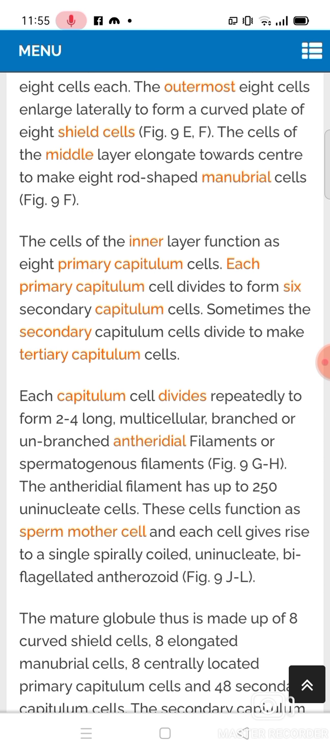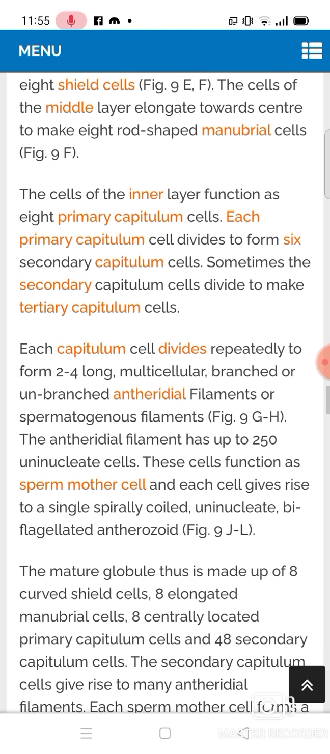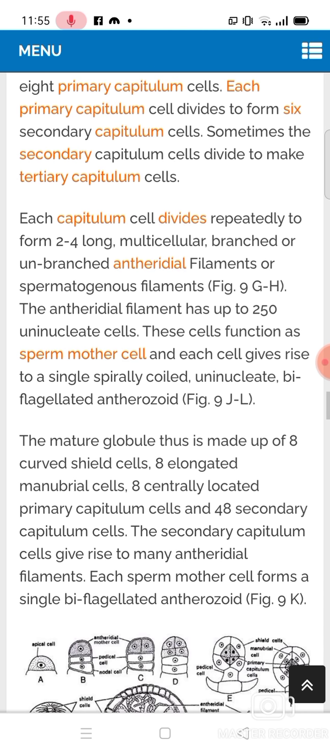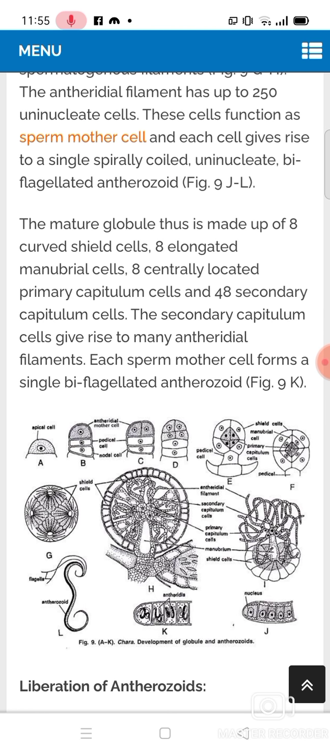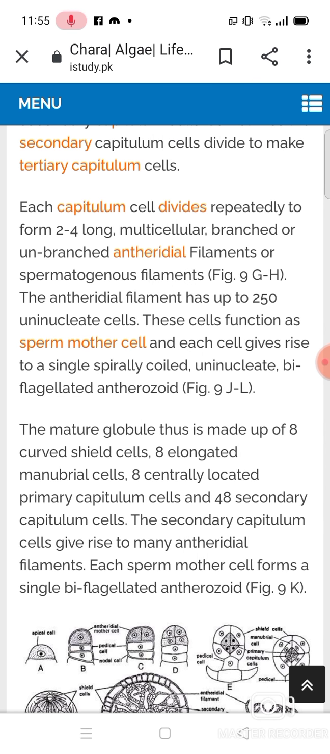The cells of the inner layer function as 8 primary capitulum cells, which are going to divide further. Each primary capitulum cell divides to form 6 secondary capitulum cells. Sometimes the secondary capitulum cells divide to make tertiary capitulum cells. Here in diagram H, you can see the complex structure, which is called the primary, secondary and tertiary capitulum.